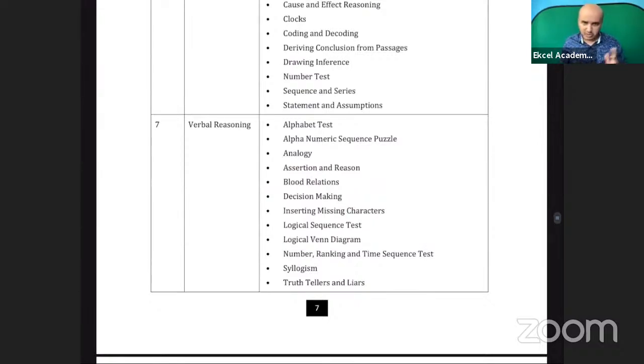Verbal reasoning. This is also interesting. Here it's all about language mostly. If you understand the language, then the rest is really a mere cakewalk.